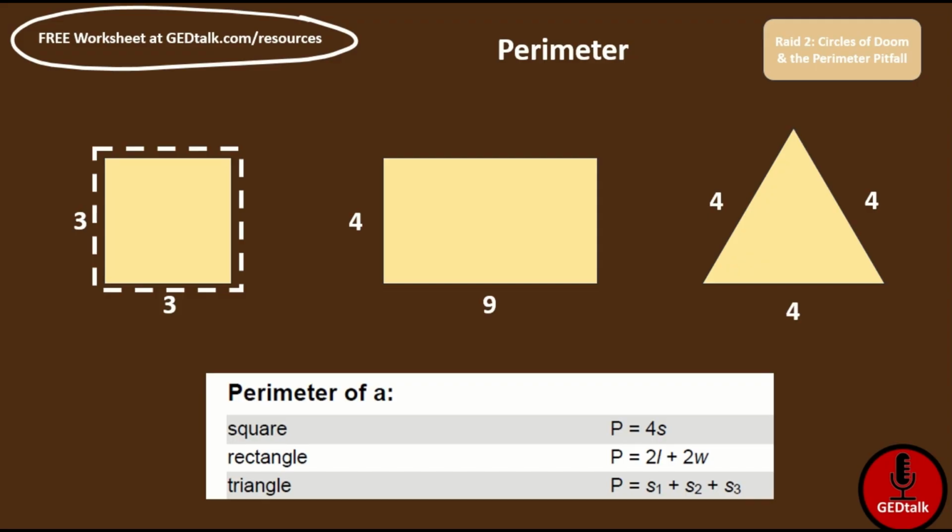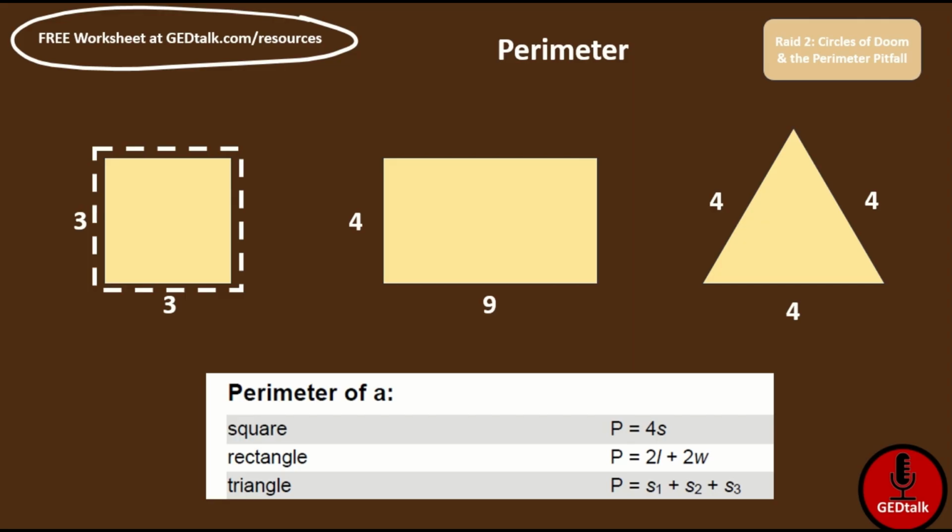So first up, we're going to talk about perimeter of a plane figure. And if you're like, what is a plane figure? Please make sure you watch Raid 1, the first video in this series, to better understand what a plane figure is. But as you can see from the screen, a plane figure is a square, a rectangle, a triangle, a trapezoid, a rhombus, and these are all plane figures. It's not 3D. And so when we talk about perimeter, we're talking about the distance that goes around a figure.